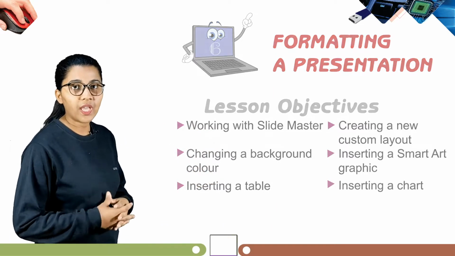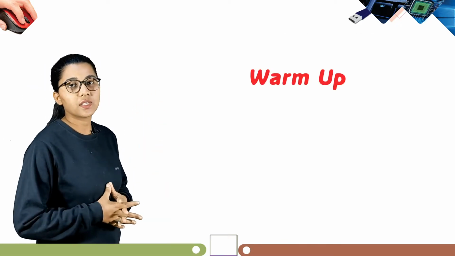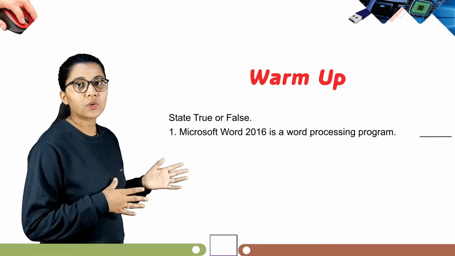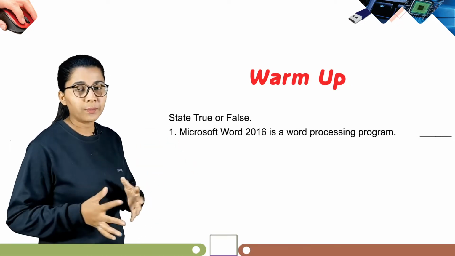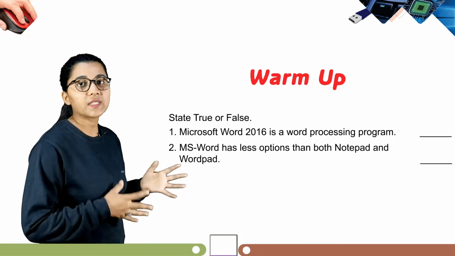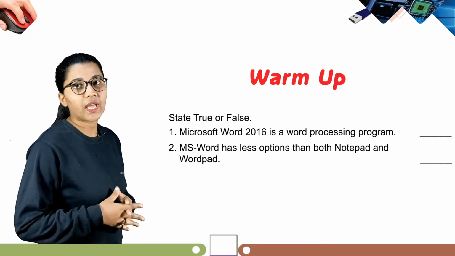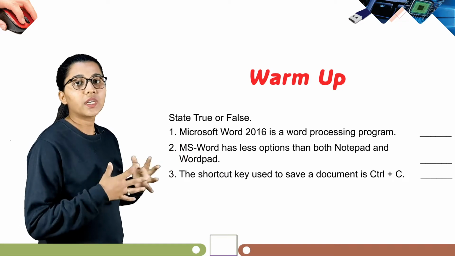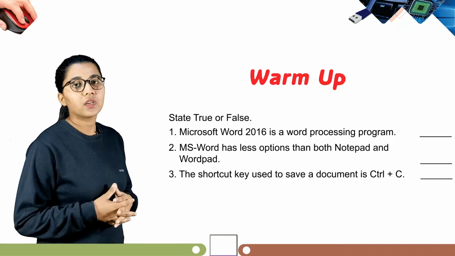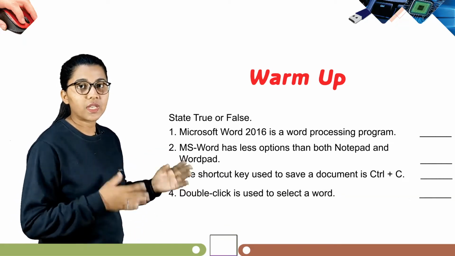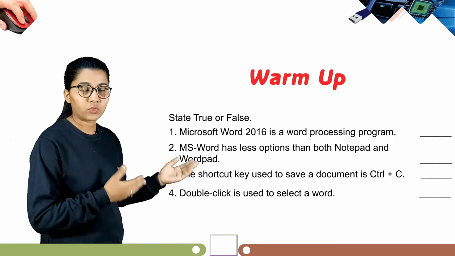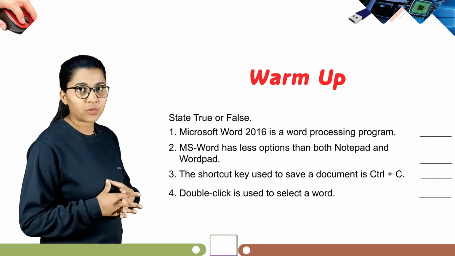So now students, we have some warm-up questions, that is state true or false. Our first question is Microsoft Word 2016 is a word processing program. You have to write T or F. Second, MS Word has fewer options than both Notepad and WordPad. Third, the shortcut key used to save a document is Ctrl plus C. Fourth, double click is used to select a word. So students, you have to write T if you find the statement true and you have to write F if you find the statement false.